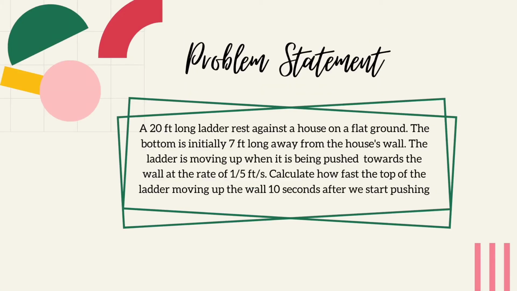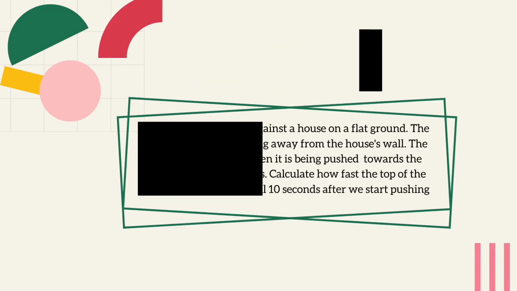Problem statement. A 20 feet long ladder rests against a house on a flat ground. The bottom is initially 7 feet away from the house wall. The ladder is moving up when it is being pushed toward the wall at the rate of 1/5 feet per second. Calculate how fast the top of the ladder is moving up the wall 10 seconds after we start pushing.